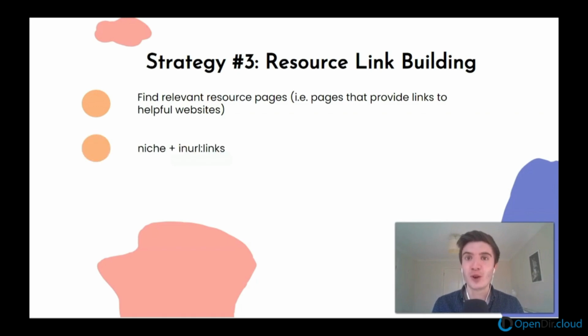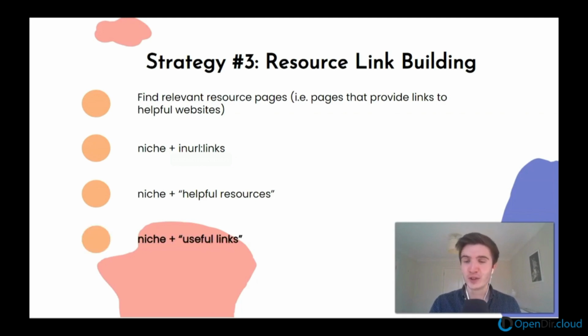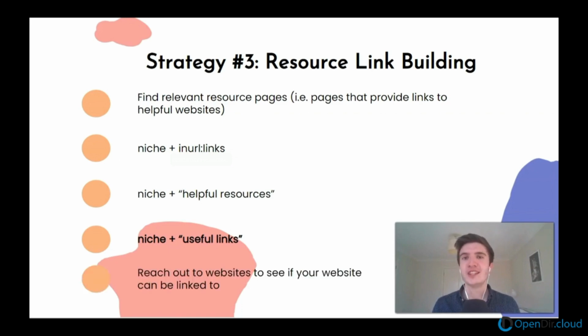To do this, we're going to use the following search operators. So the first one being niche, i.e. dog blogs, plus "inurl:links", so this here being the search operator. The other ones we could use are niche plus "helpful resources" here being in speech marks, similar for niche plus "useful links", and this is the one we're going to look at particularly. And then finally, you're going to reach out to these websites to see if your website can be linked to. So very simple process, similar to the ones we've seen before. And without further ado, let's jump into Google.